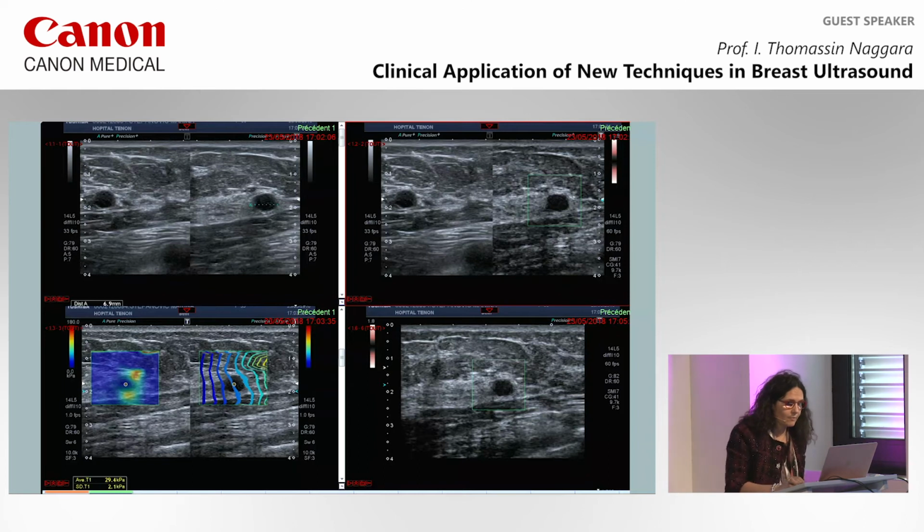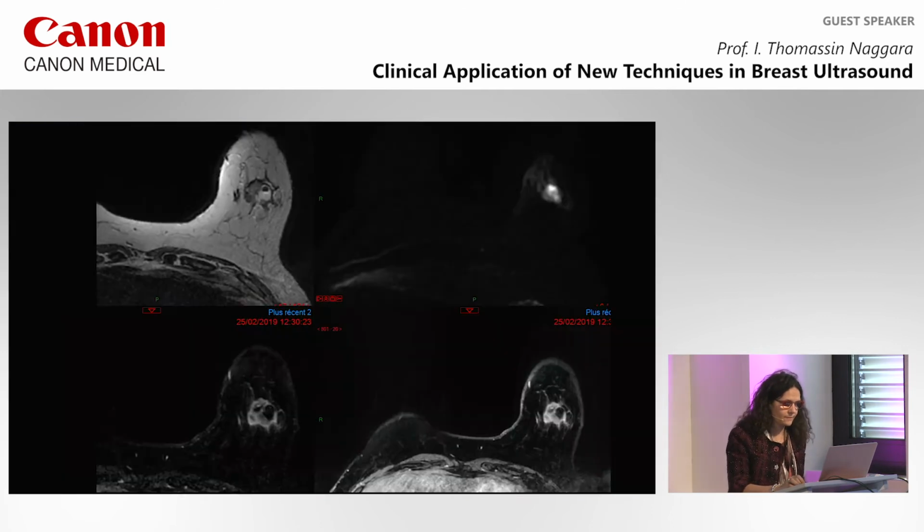Here is another example. You have a lesion which can be a complex cyst or a solid lesion. The elastography is reassuring, there's no problem, there's no deformability, there's no flow on SMI. This lesion was a complex cyst.